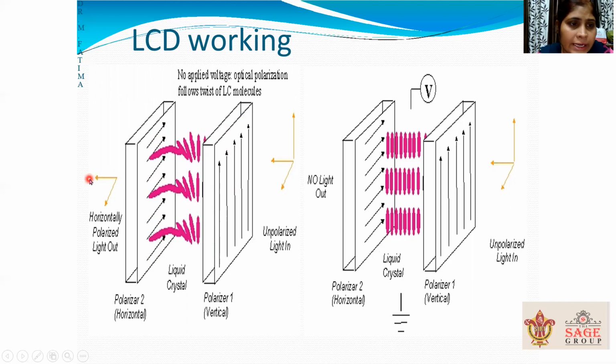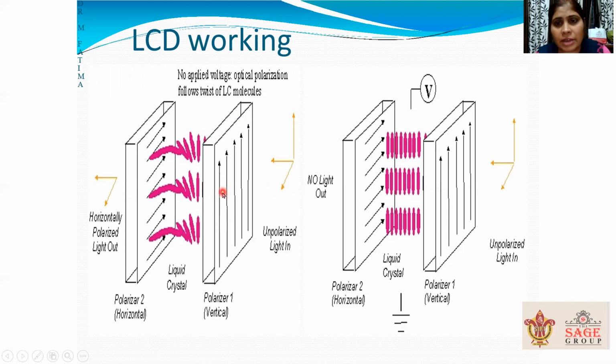When light moves inside, the nematic crystal placed between the two polarizers, the molecules of the nematic liquid crystal start moving and take the same direction as the second polarizer. So light will be transmitted from here. And this is the case when voltage is not applied.